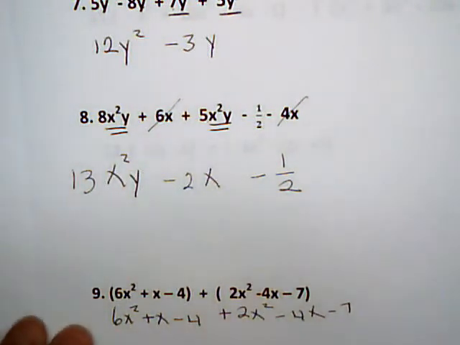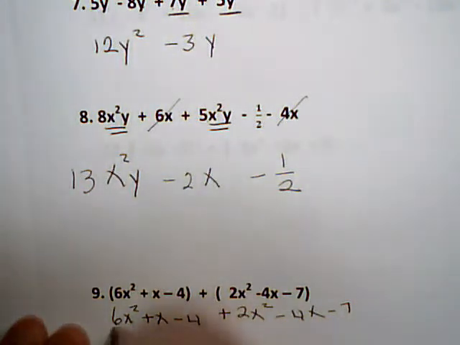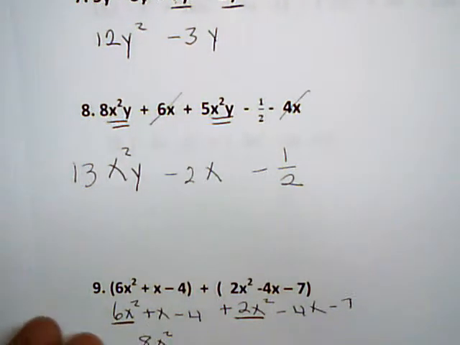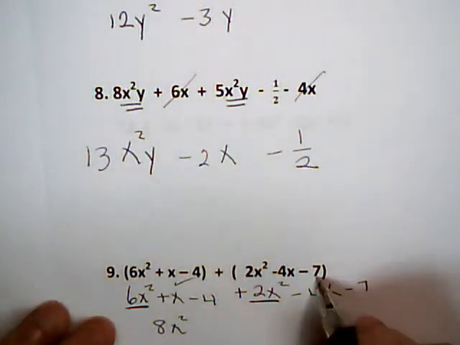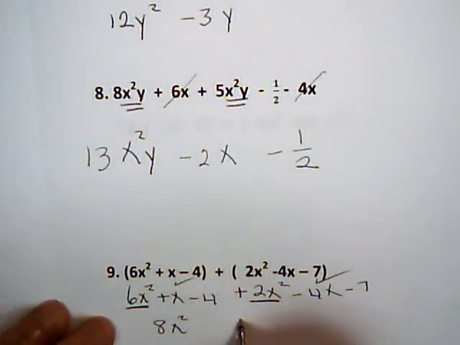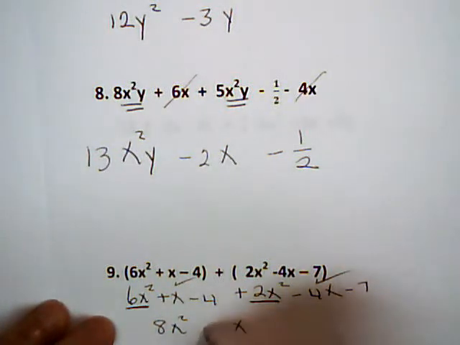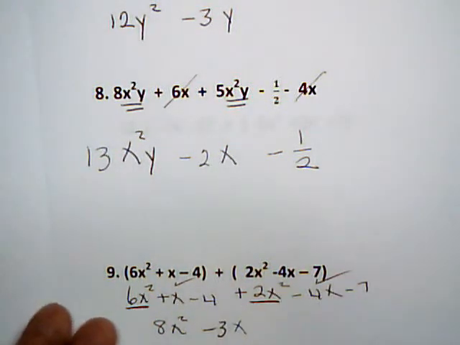Now, we're going decreasing order for x. So 6x squared added to 2x squared will be 8. Don't change the name, still x squared. Then I'll go to x's. I have 1x and I have a negative 4x. So it's still going to be x's. These signs are different. You subtract and take the sign of the larger number, negative 3x.